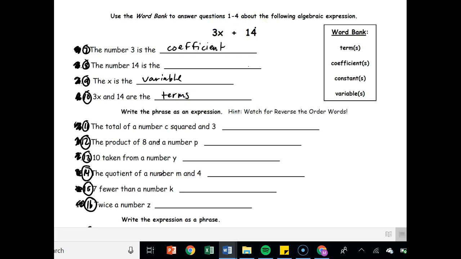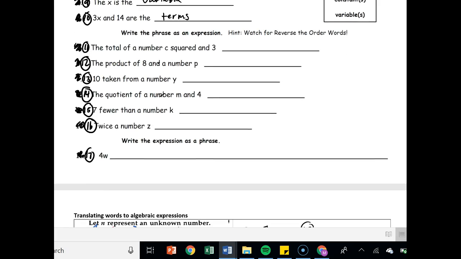1, 2. Right. The next part says, write the phrase as an expression. This is kind of going back to what we worked on Friday last week, writing algebraic expressions. So we are looking for operator words, variables, and numbers. So the total, there's our operator word, plus number c, there's our variable c, squared, it's another operator word, and 3. So we just have a number. So the total of a number c squared and 3. So we're going to say, hey, our variable c squared plus 3, right? That's our number squared. We take the total of that and 3, and that's how we get c squared plus 3 as our algebraic expression.